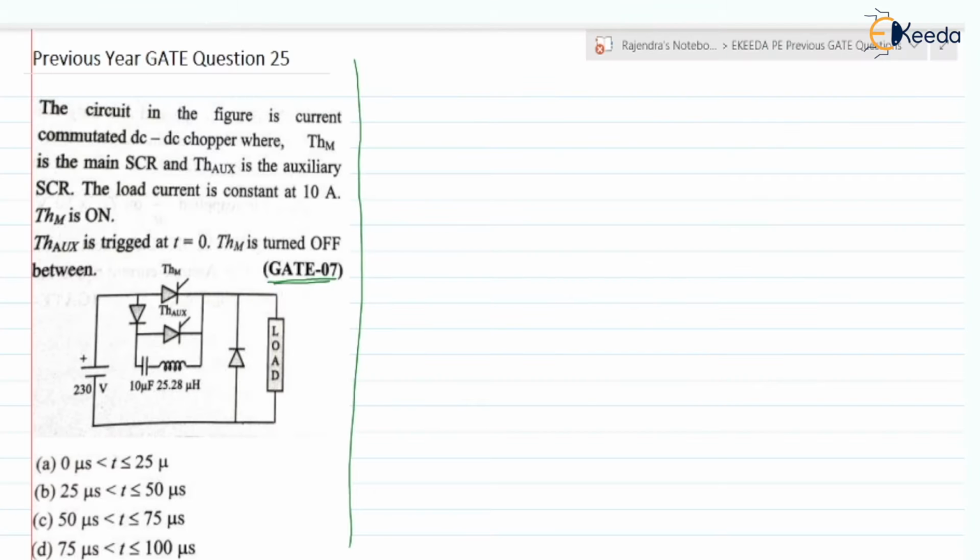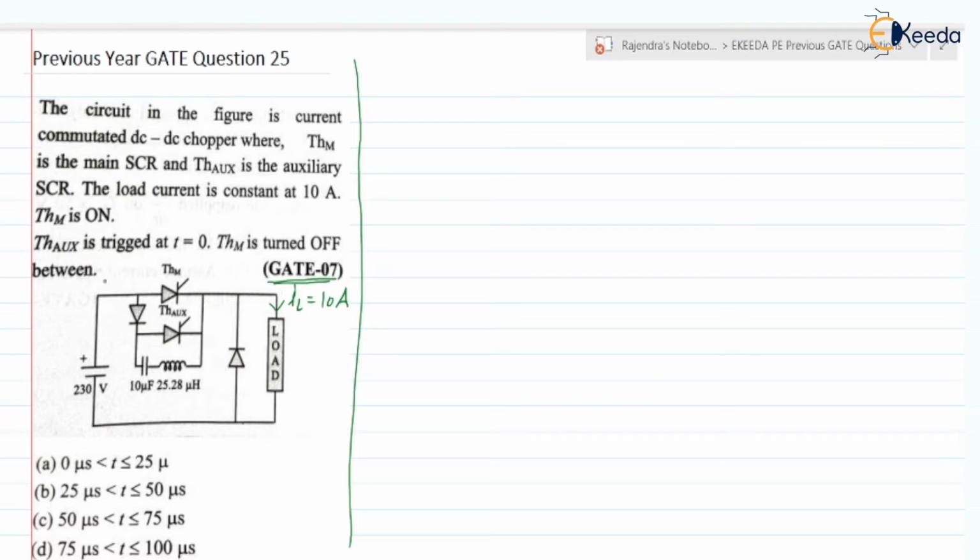The circuit in the figure is a current commutated DC to DC chopper. So this is a current commutation circuit. Thyristor M is the main SCR and thyristor TH aux is the auxiliary SCR. The load current is constant at 10 ampere, that is IL is equal to 10 ampere. It is given that the auxiliary thyristor is triggered at t is equal to 0.